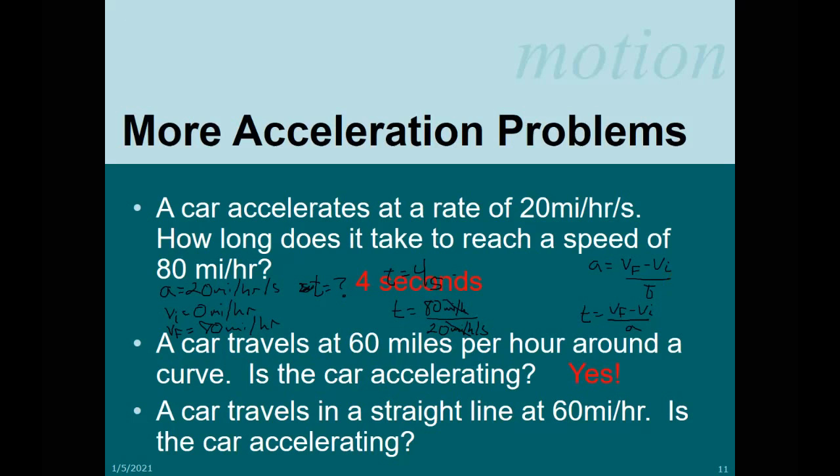So if a car travels at 60 miles per hour around a corner, is the car accelerating? Yes. Hopefully you know that this is because acceleration, like velocity, is a vector quantity. And so if you're changing the direction by going around the corner, you're changing the acceleration. And then if a car travels in a straight line, it's not accelerating because we're not changing the velocity and we're not changing the direction.